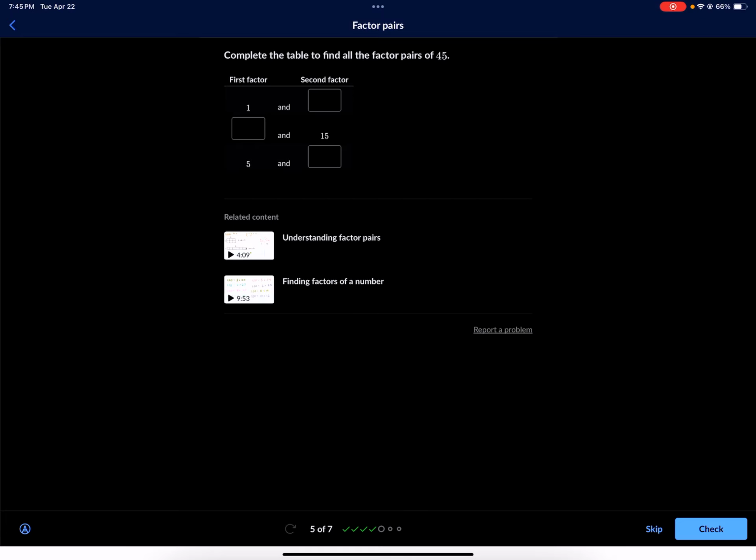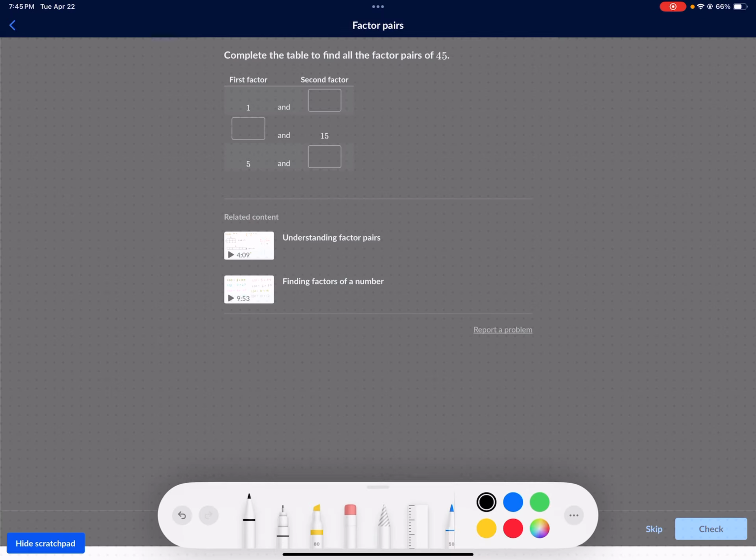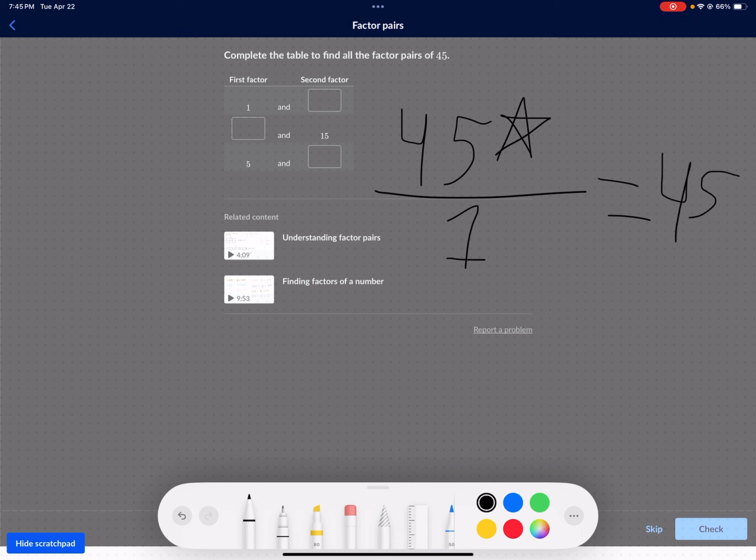Complete the table to find all the factor pairs of 45. So, same idea. In other words, what two numbers should we use to get 45? So, we'll start this. We have the first one over 1, and anything divided by 1 is itself, right? So, this will be 45. So, we'll mark that.